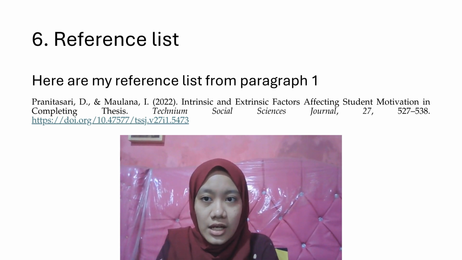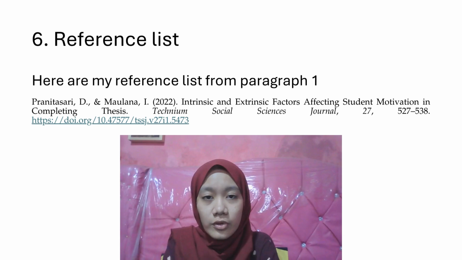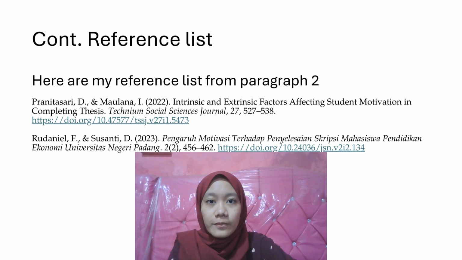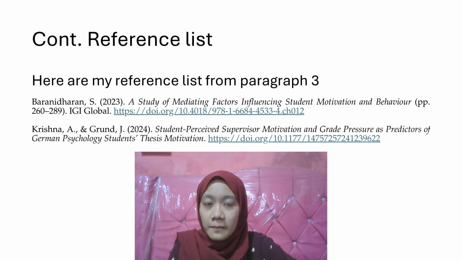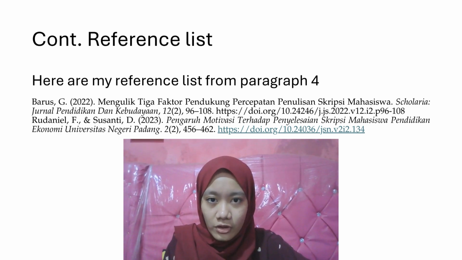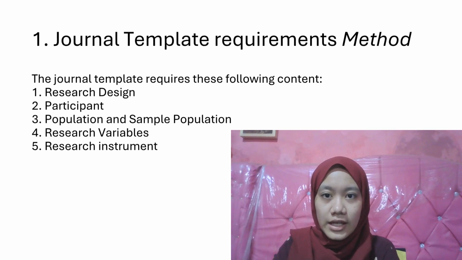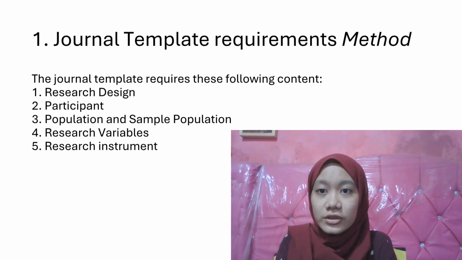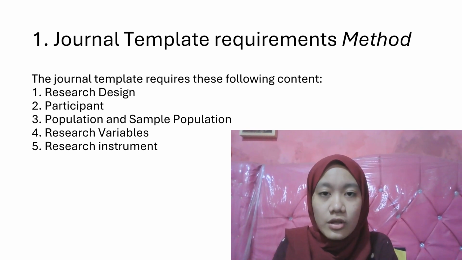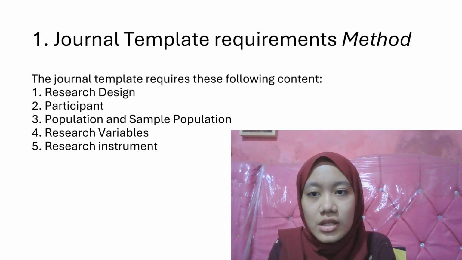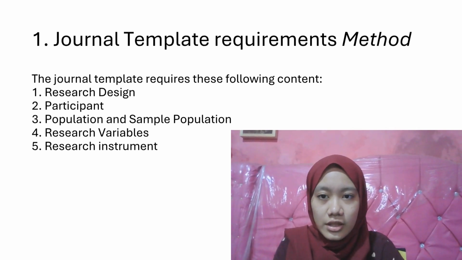Reference list. Here is my reference list from paragraph 1, paragraph 2, paragraph 3, and paragraph 4. And now, the journal template for the method. The journal template requires the following content: research design, participant, population and sample, research variable, research instrument.